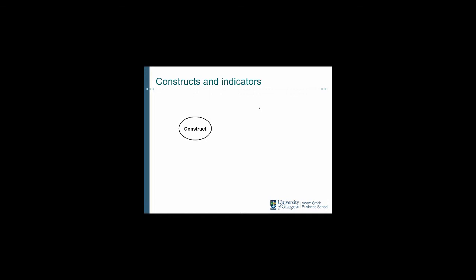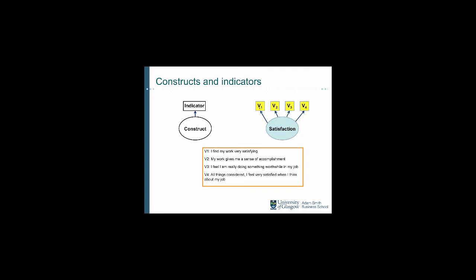Here is an example of a construct with one indicator, and here is an example of a construct with four observed variables, or four indicators. What we do measure are the observed variables, also known as manifest or indicator variables, and these include data collected from respondents. Let me show you the example you already recognize.